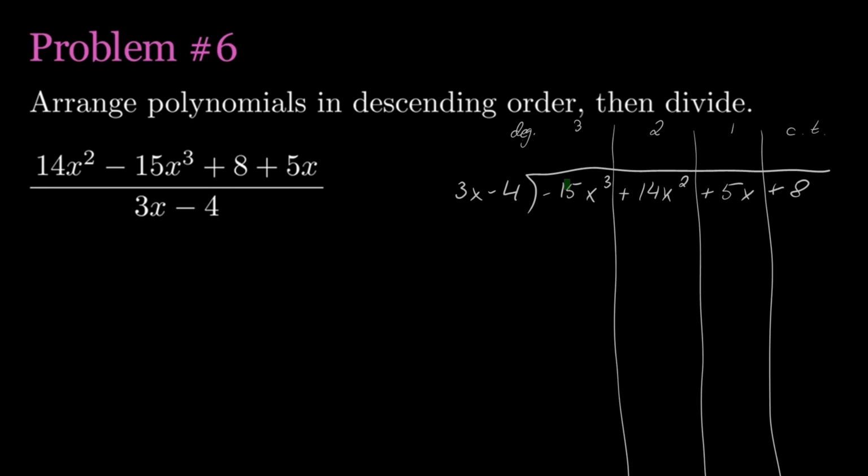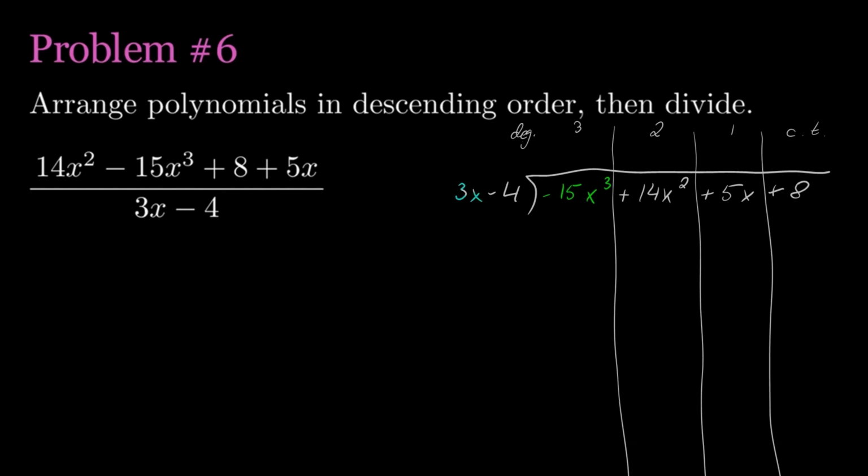Identify the leading term of the dividend and the leading term of the divisor and divide them accordingly. I like to keep things written down on the side here. So we get negative 15x cubed to be divided by 3x. Simplify, negative 15 over 3 is negative 5, then 2x's remain.